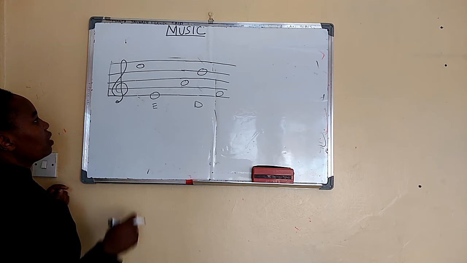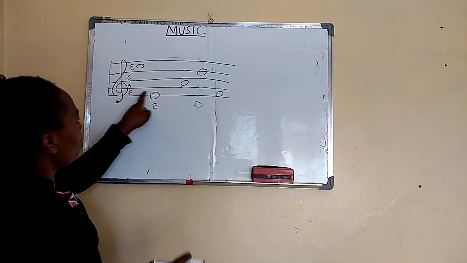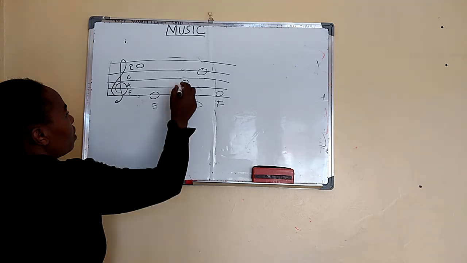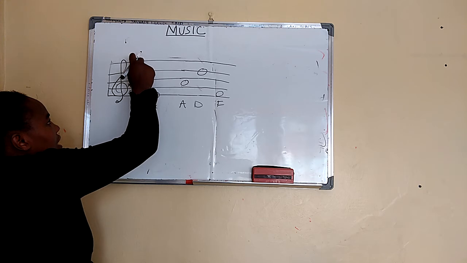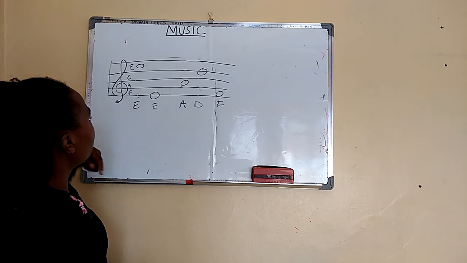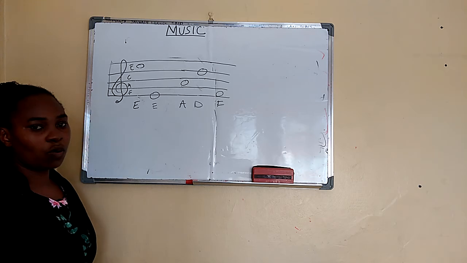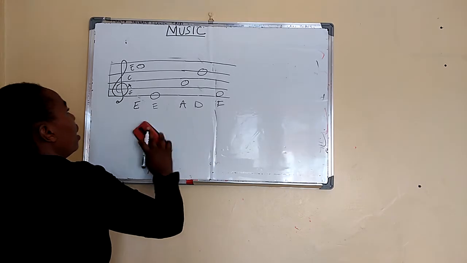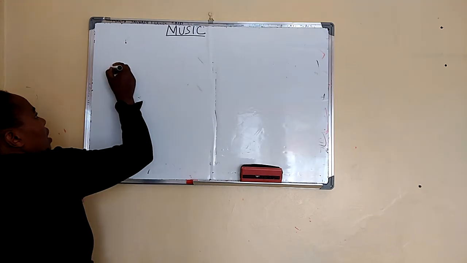And with the spaces, we said we have the word face. Face. So I start with this one. I can see F. So I say this is F. And then I come to this one. This is A, because it is on the second space. And lastly, there is another note here on E, on the space. So this is E on the space and this is E on the line. So that is how we name notes on the G staff. And I will give an example on how to name notes on the F staff.